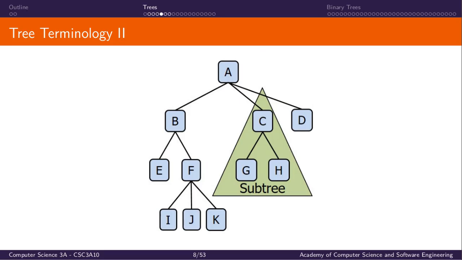And then a subtree, we have an example here of a subtree rooted at C. So that's C and all of its children. A different subtree would be the subtree rooted at B, which would be B, E, F, I, J, K. Right, so that particular node and all of its descendants.